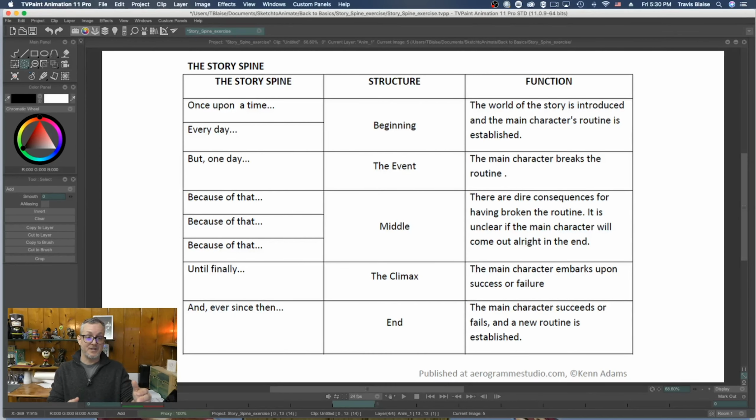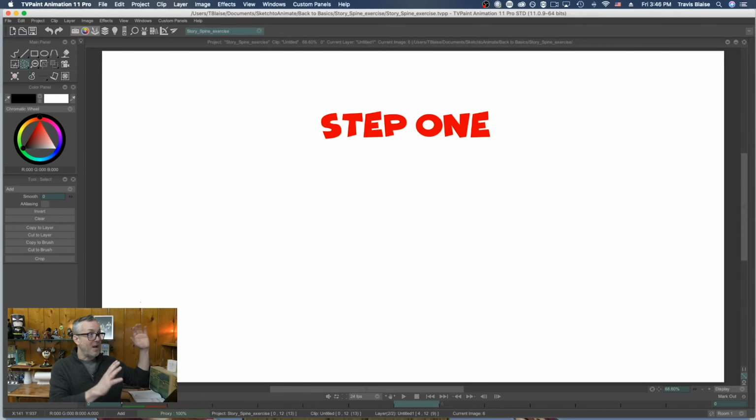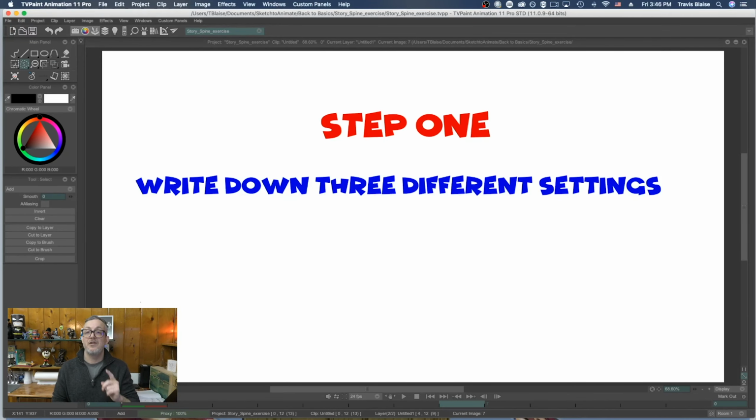What I like to do is take the left part of this, which is once upon a time, every day, but one day, because of that, and until finally, and ever since that, and I break that down. We're going to start with each one of these and write our own story. Get a piece of paper, get a whiteboard if you have one, write down 3 different settings. It could be anything. So Anita, come over here real quick. Settings would be your location. Where is the story taking place?